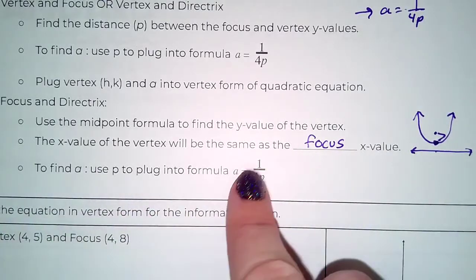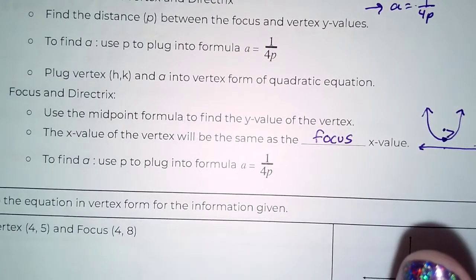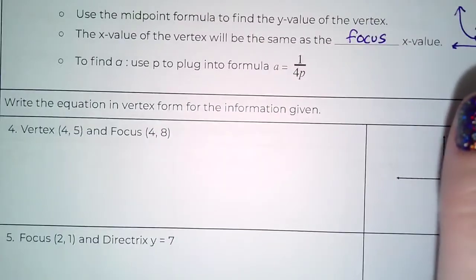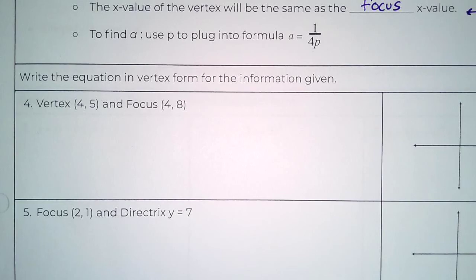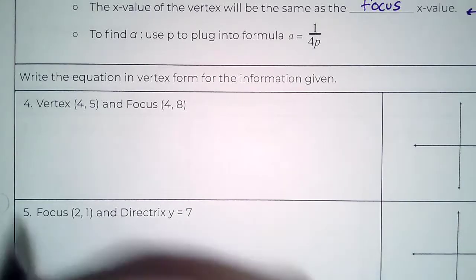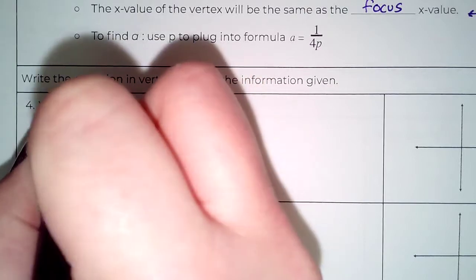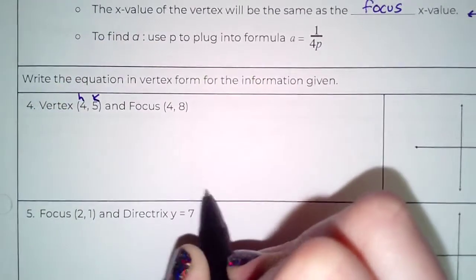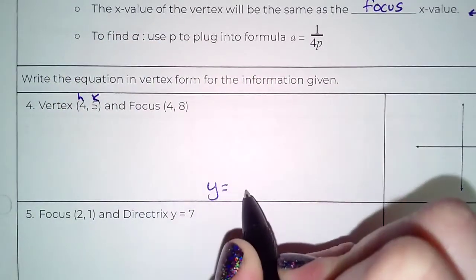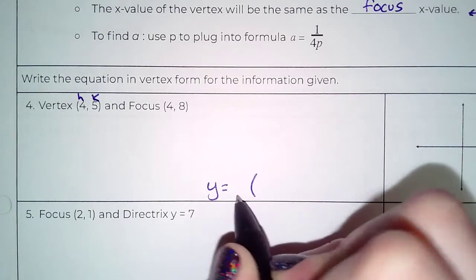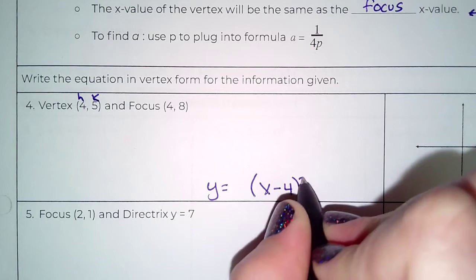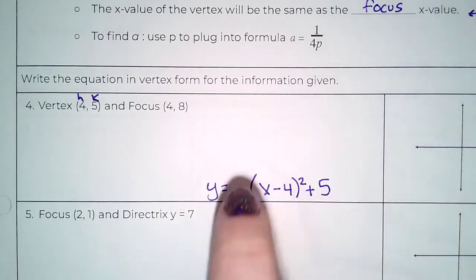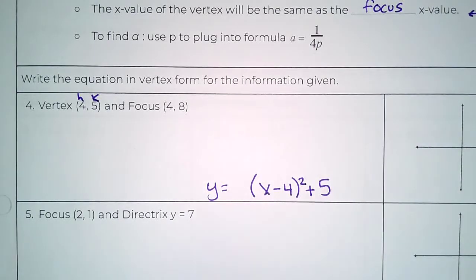Find A using the formula. All right, so let's go ahead and start. Write the equation in vertex form for the given information. The vertex is (4, 5), so this is h, k, so we can already start it. y equals a(x minus 4) squared plus 5. Now we just need to find a.